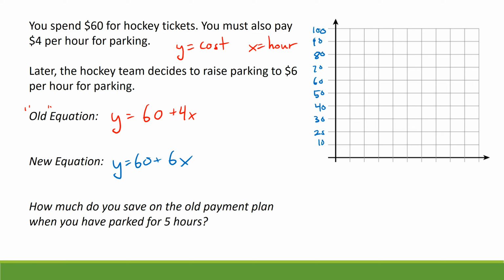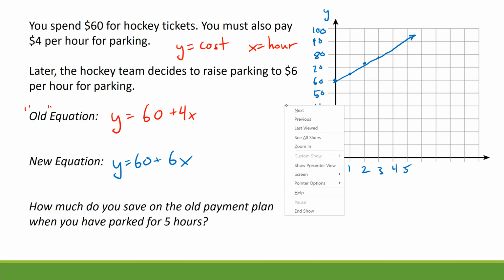So for the old plan, the cost is, again, starting at 60, and it's going per hour. Down here are the hours. It's going up 6 over 1, up 6 over 1, up 6 over 1, something like this. So that's going up a certain amount. The old equation, though, doesn't this old equation go up slower?